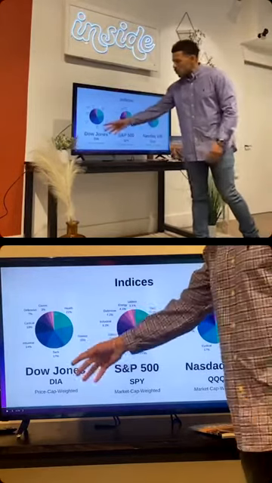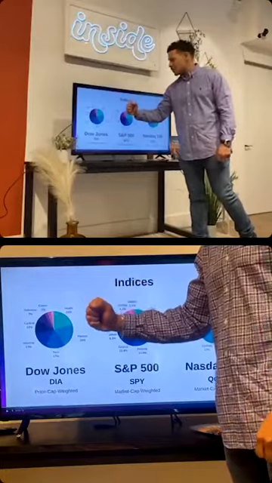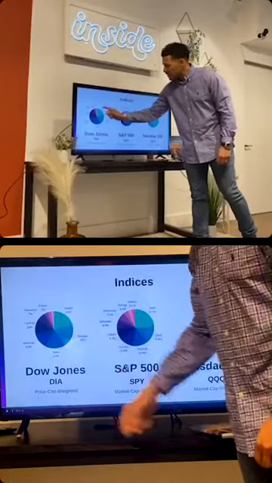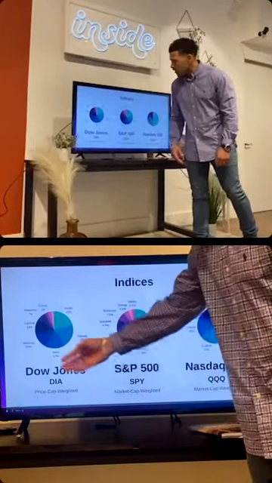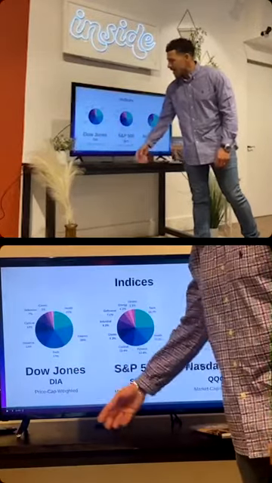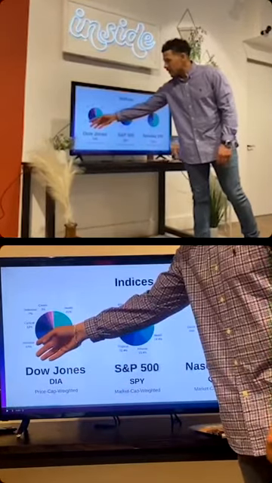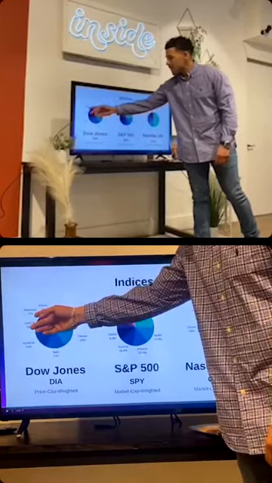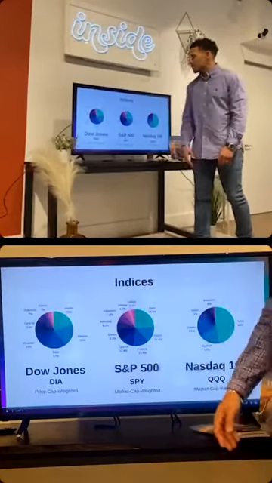So Dow Jones is your 30 biggest companies in the United States, and this is kind of the breakdown. It's 21% health, 17% tech, 14% industrial. You've got some defensive exposure and some cyclical exposure.